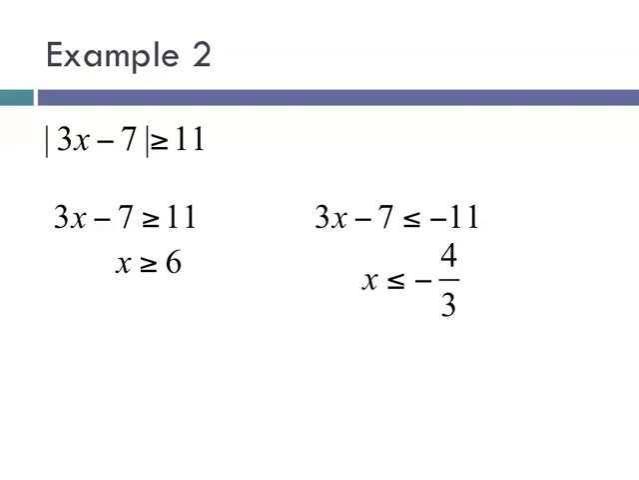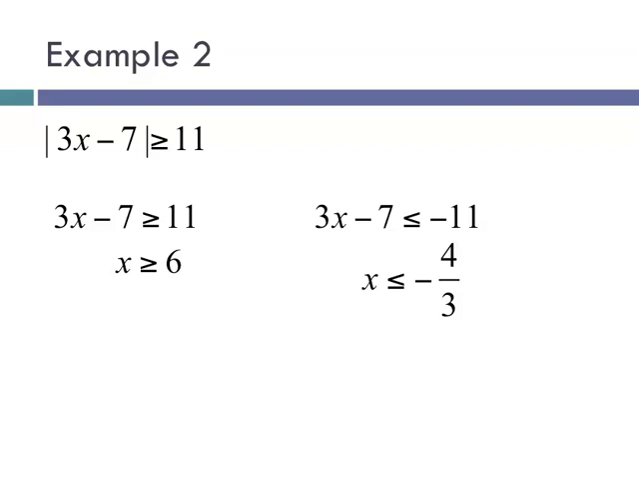Now if you look back at the original inequality, the absolute value was greater than or equal to the right-hand side. That means that this is going to be a disjunction or an or statement. So that means we have two pieces, right? Either x is greater than or equal to 6, or x is less than or equal to negative 4/3. It can't be both, but all your solutions are going to be in one of those two intervals.